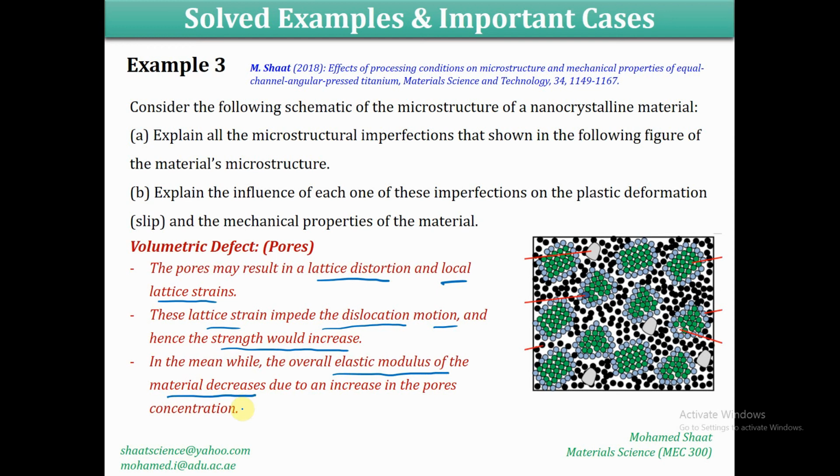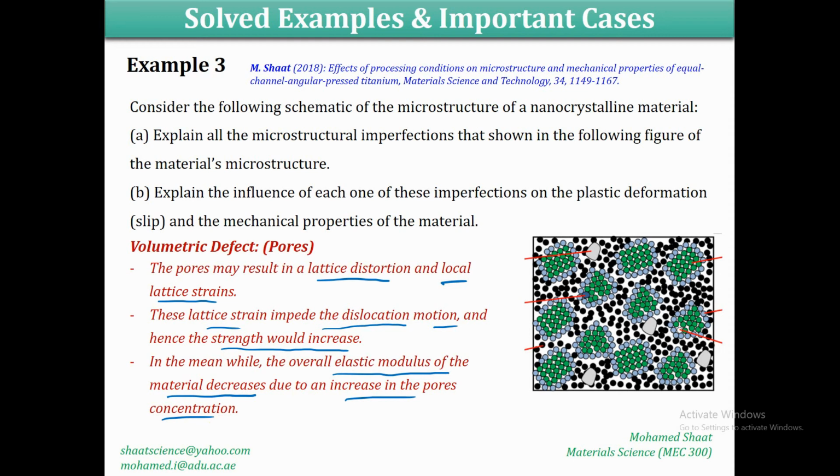Why? Because this cavity, it is a void. And this void weakens the material and reduces its elasticity, because you are subtracting elasticity from the material by removing the material itself, by forming voids and cavities inside the material microstructure. So we found that as this pore fraction increases inside the microstructure, the overall elastic modulus of the material is going to decrease.